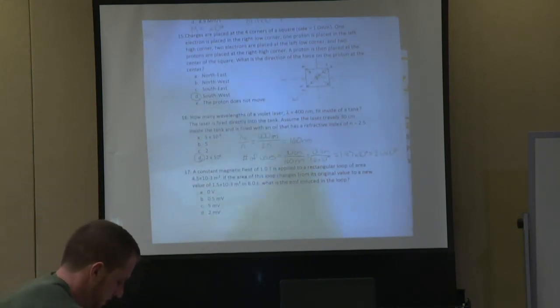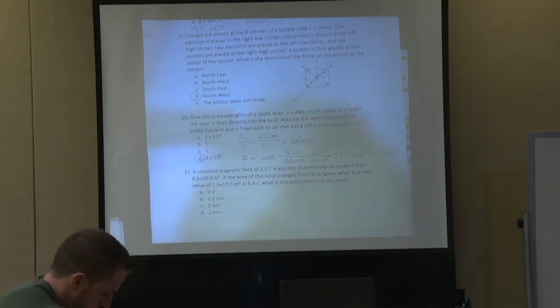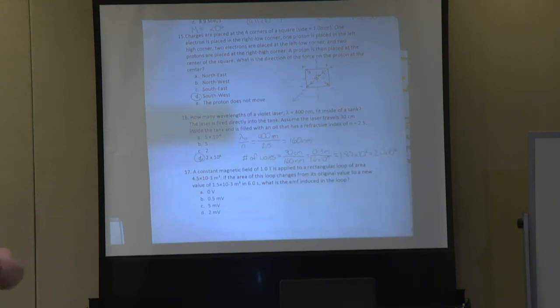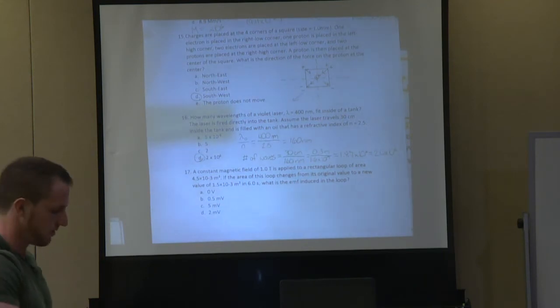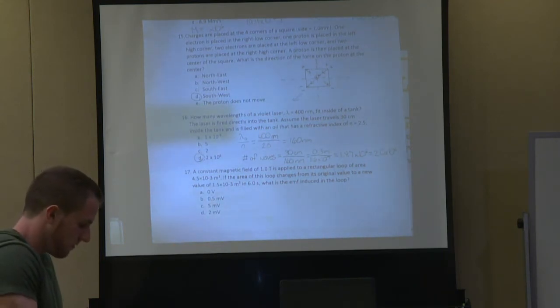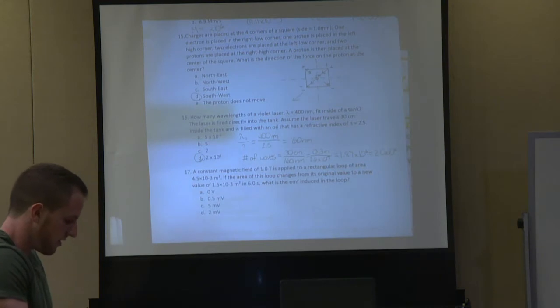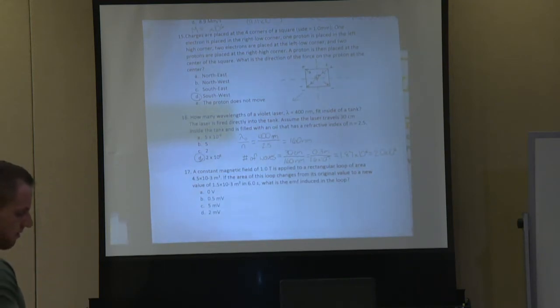Number 17. A constant magnetic field of 1 Tesla is applied to a rectangular loop of area 4.5 times 10 to the negative third meters squared. The area of this loop changes from its original value to a new value of 1.5 times 10 to the negative third meters squared in 6 seconds. What is the EMF induced in the loop?